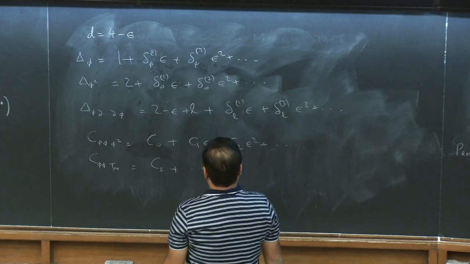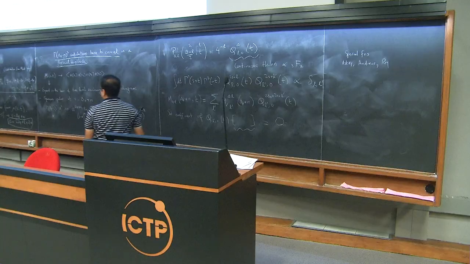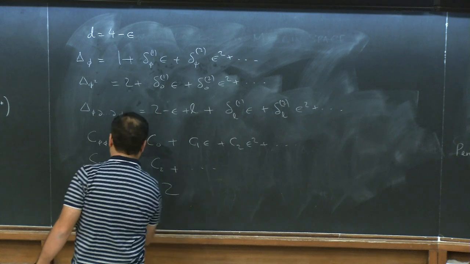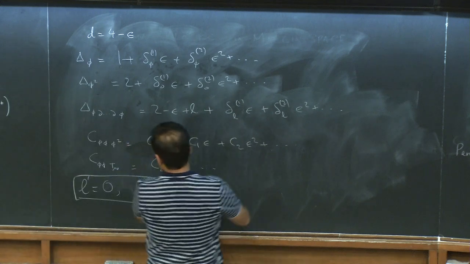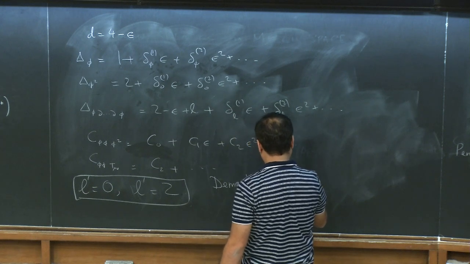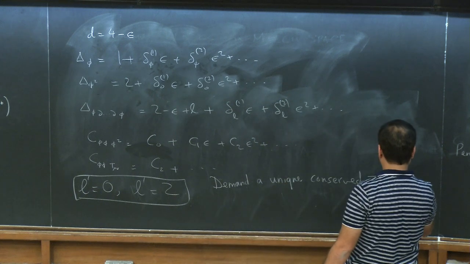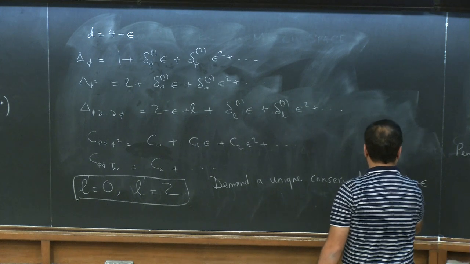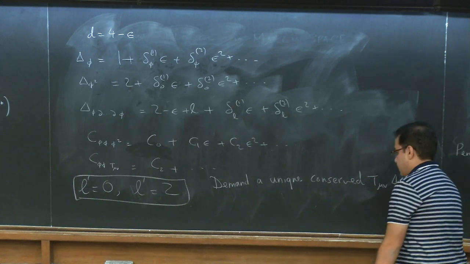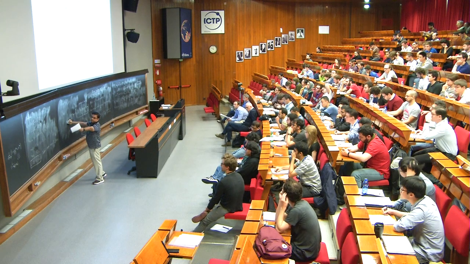So what you start by looking at is that each equation now gets labeled by L prime. You look at the L prime equal to 0 and L prime equal to 2 equations. You look at these together. You demand that there's a conserved stress tensor, a unique conserved stress tensor. The dimension of this is delta equals 4 minus epsilon. And that's it. That's the input that you need to put in. You look at it in the epsilon expansion, and you get a bunch of algebraic equations for delta phi 1, delta phi 2, and so on.